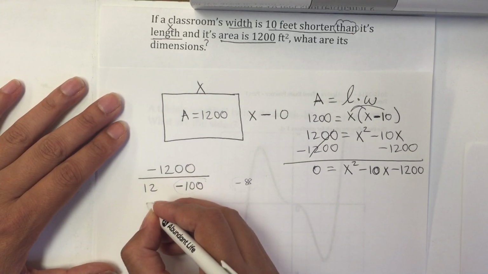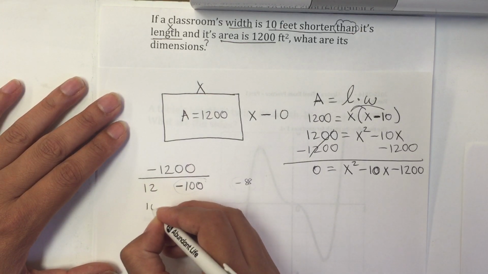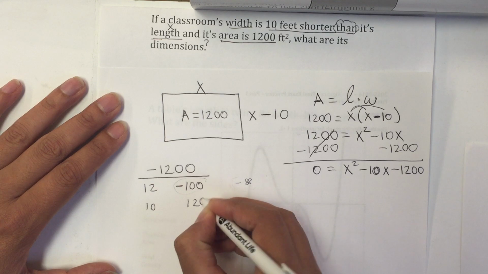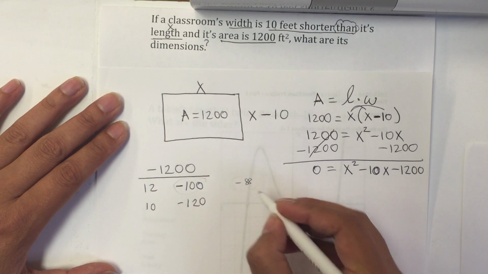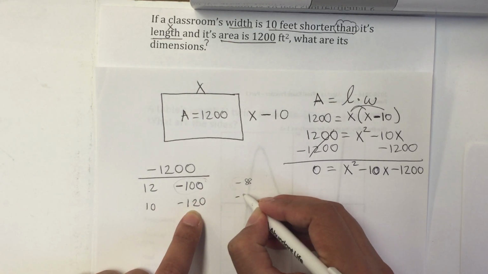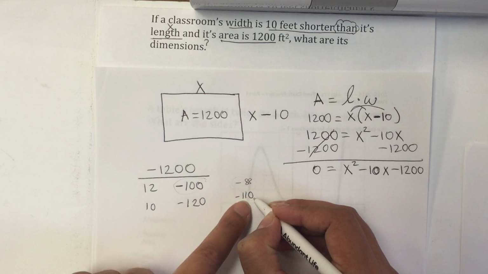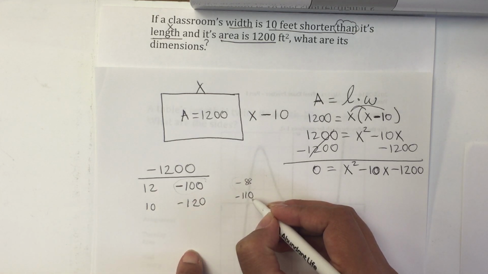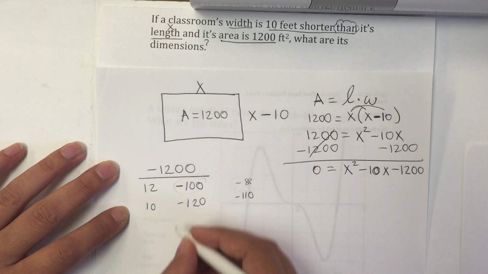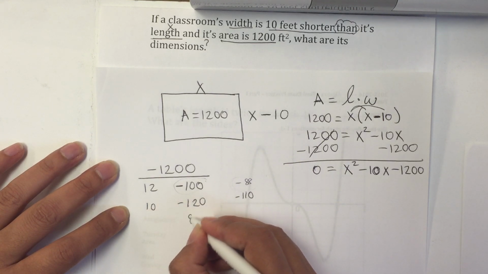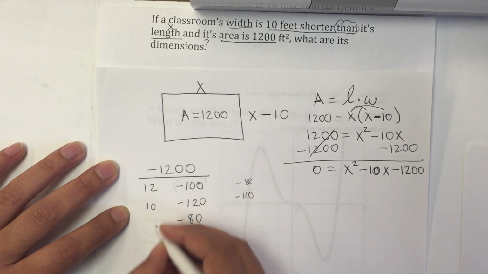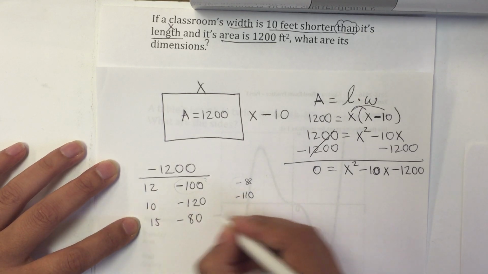Then somebody said 10 times 120. And I said, well, that gives me negative 110. That makes it even bigger. So this needs to go lower. Okay, so they started giving me other numbers. So they gave me negative 80 times 15.